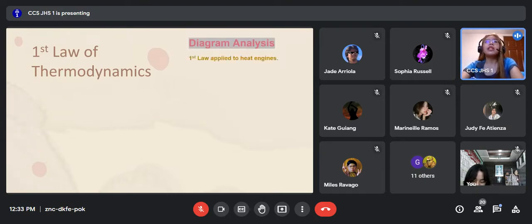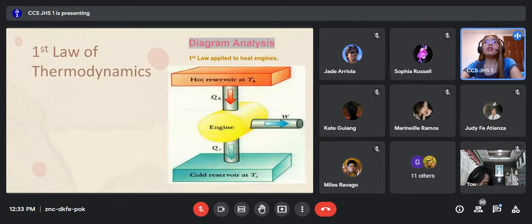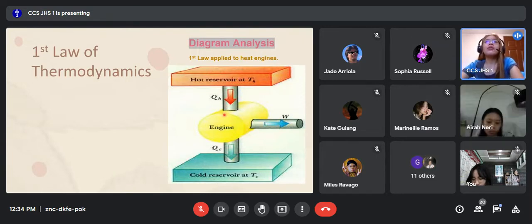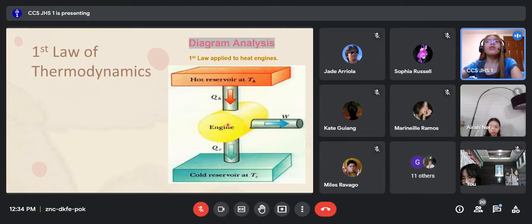First law of thermodynamics, if we are going to apply that to a heat engine, this is the diagram. Are you familiar with this diagram? I believe you have not encountered this yet. This is the schematic diagram for the energy flow of a heat engine. This is not the actual shape of a heat engine. It's just a schematic diagram of how the energy flows in a heat engine.